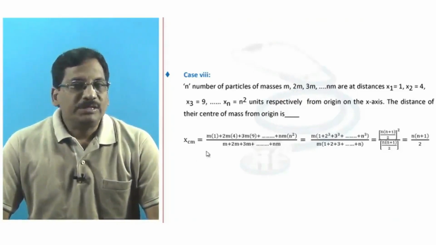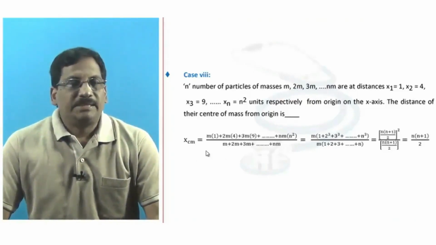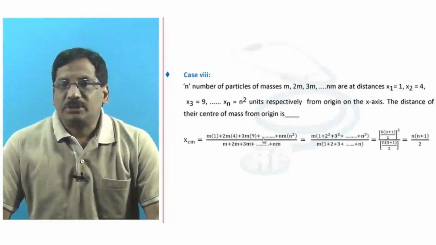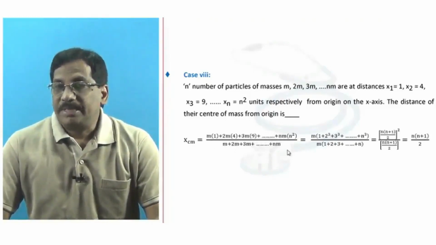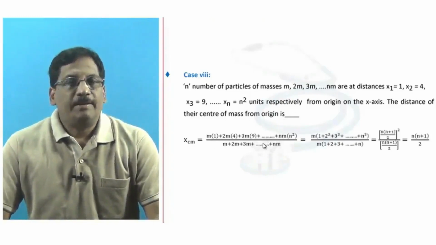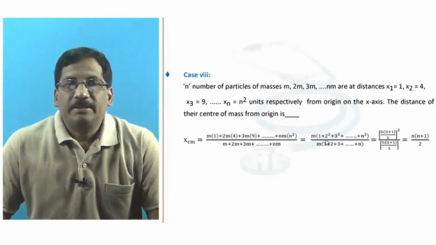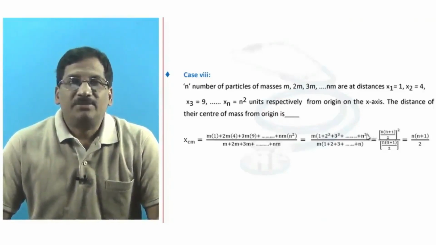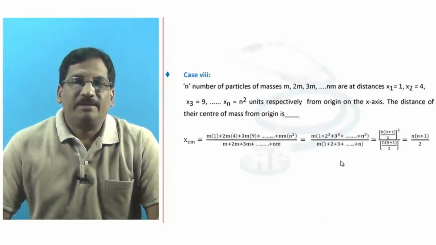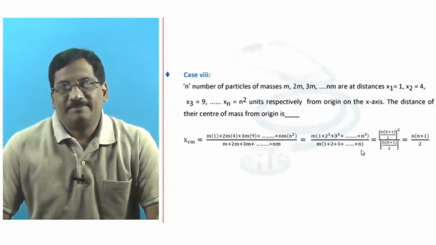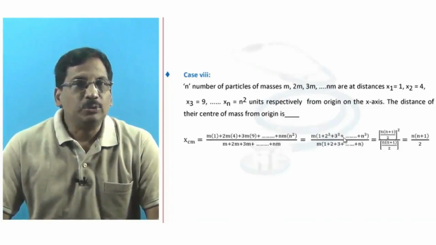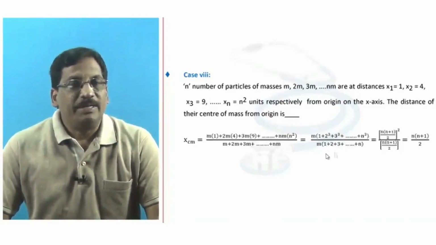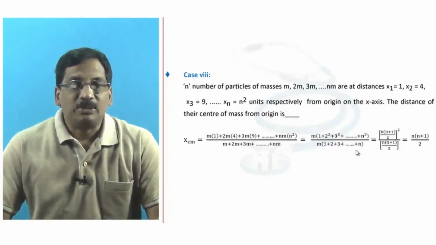Now when we use the same rule here, XCM equals (m1 x1 plus m2 x2 and so on plus mn xn) divided by (m1 plus m2 plus and so on plus nm). When we substitute the given data and simplify it, we are left with, in the numerator, the sum of the cubes of the natural numbers, and in the denominator, the sum of natural numbers. That is, 1 cube plus 2 cube and so on plus n cube, divided by 1 plus 2 plus 3 and so on up to n.